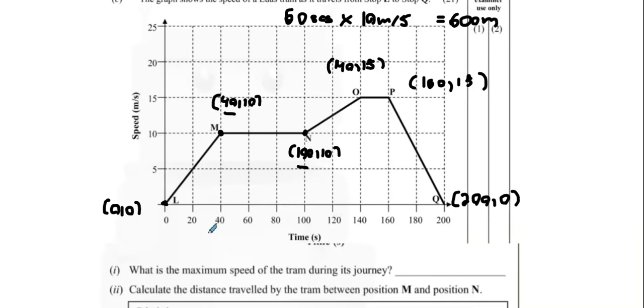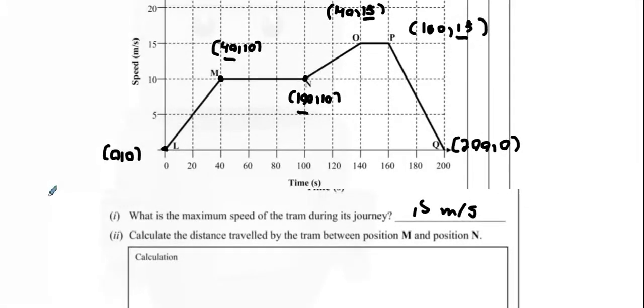Okay. Now, what's the maximum speed of the tram during this journey? 15 is the biggest Y value I see, so it's 15 meters per second. Calculate the distance traveled between positions M and N. Well, distance equals speed multiplied by time. 100 take away 40 is 60 seconds. You're traveling at a speed of 10 because we can see that on the Y value. So it's 10 times 60, which is 600 meters.